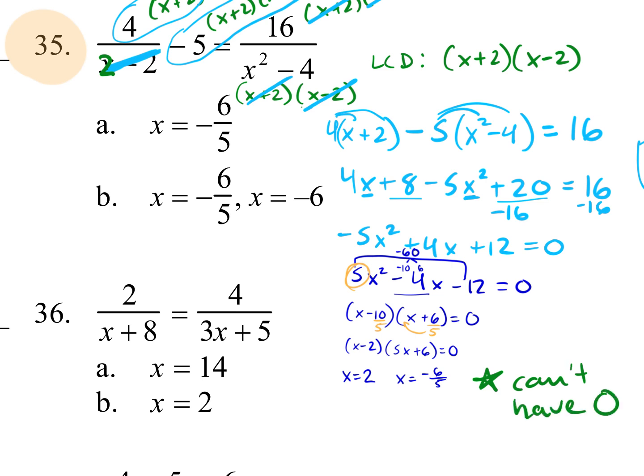in the denominator. So here we have 2 minus 2. What's that? 0. So does 2 an answer? Nope. Doesn't work. So our only answer would be -6/5, which would be answer choice A.